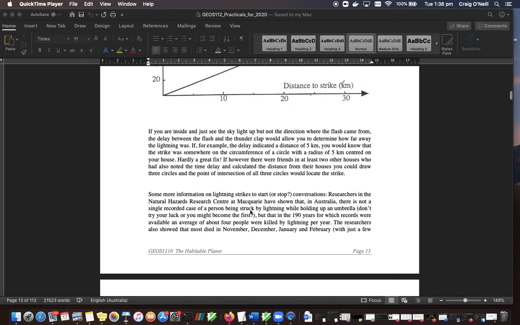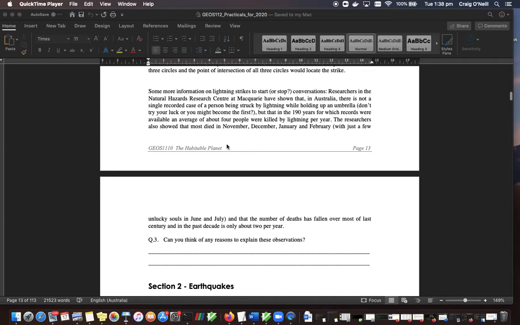Moving on, we have a little bit of a discussion section at the end of the lightning one, where we're talking about how most deaths from lightning occur between November and February. You might want to think about why that is. The hint I'll give you is wet season or monsoon season in the tropics.